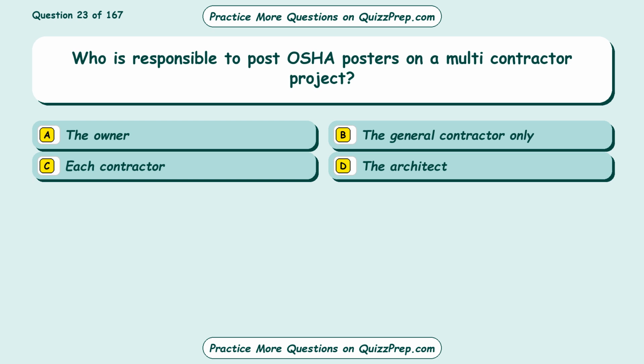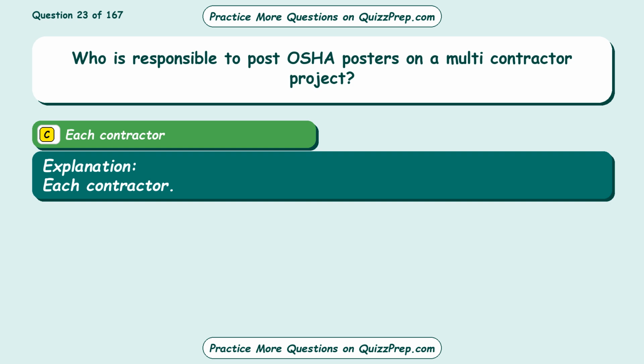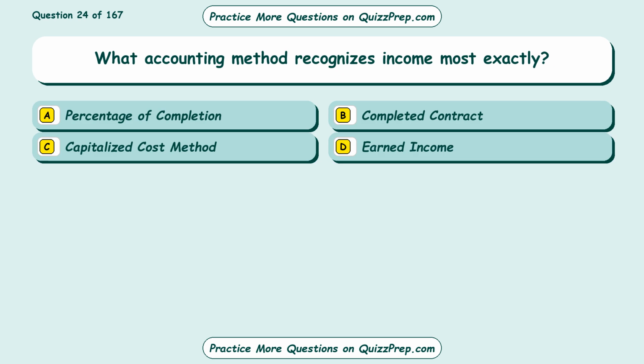Question 23. Who is responsible to post OSHA posters on a multi-contractor project? Option A, the owner. Option B, the general contractor only. Option C, each contractor. Option D, the architect. The correct answer is option C, each contractor.